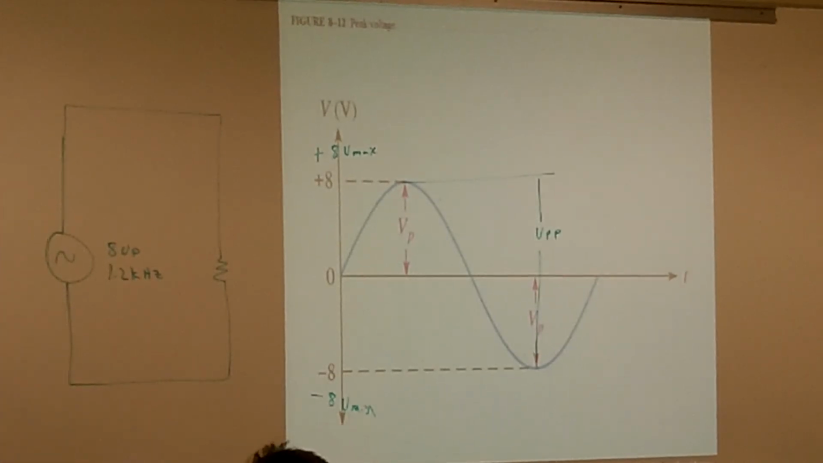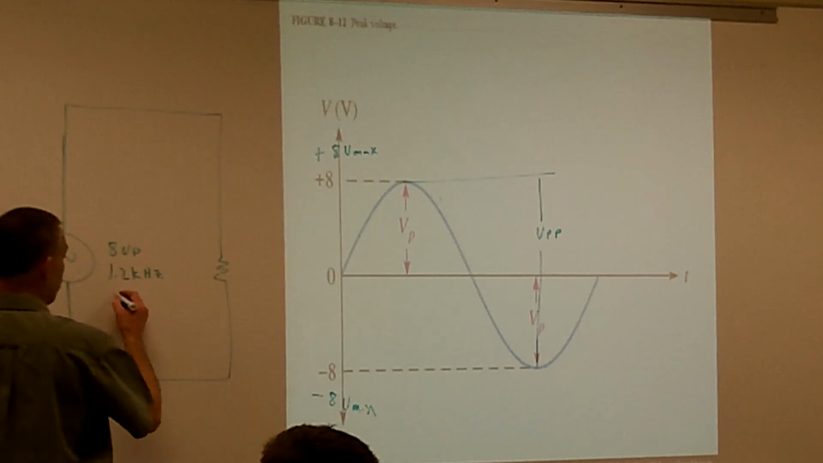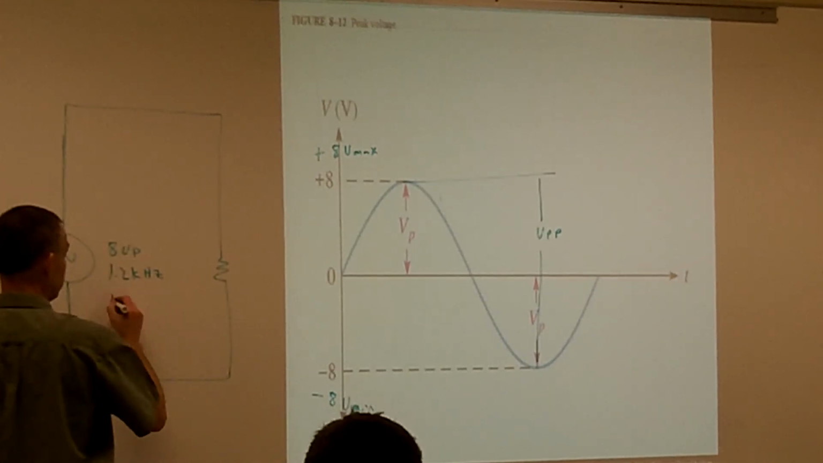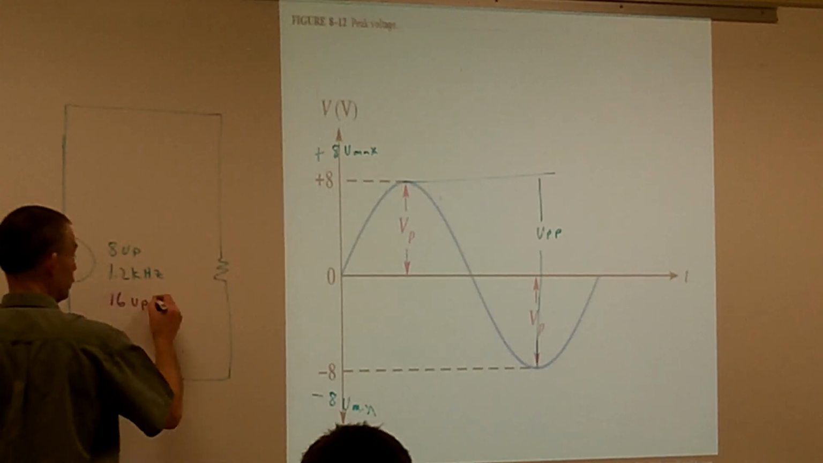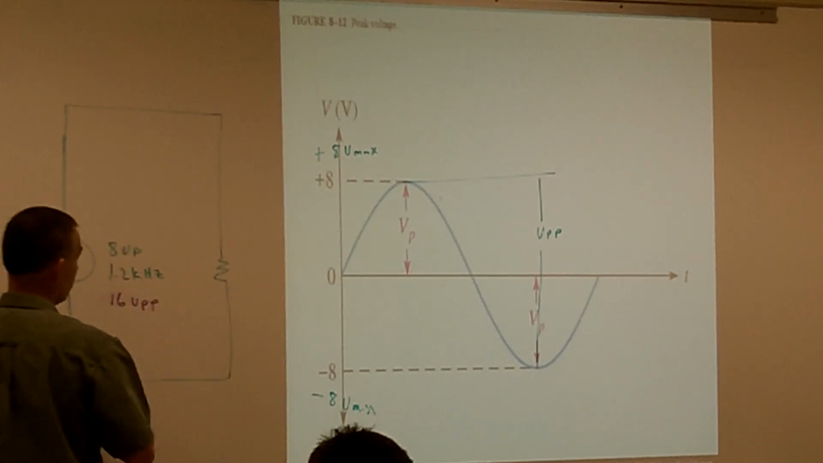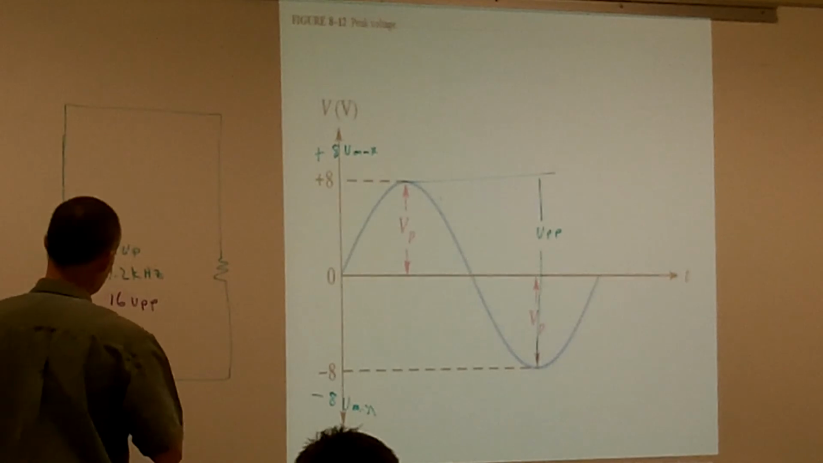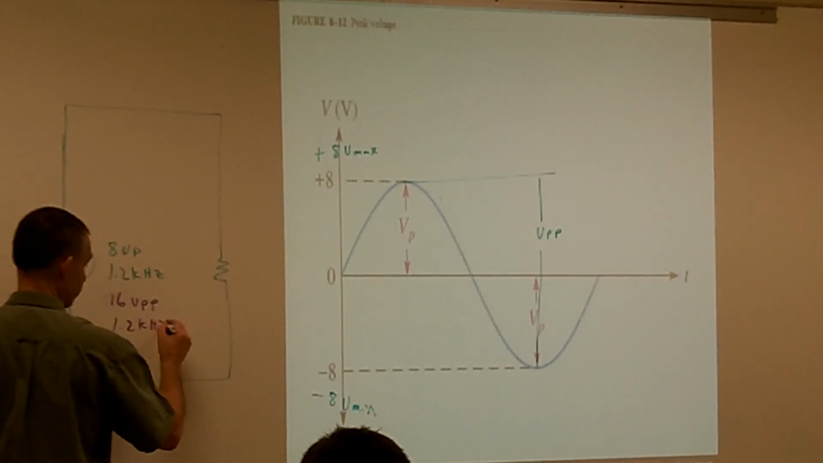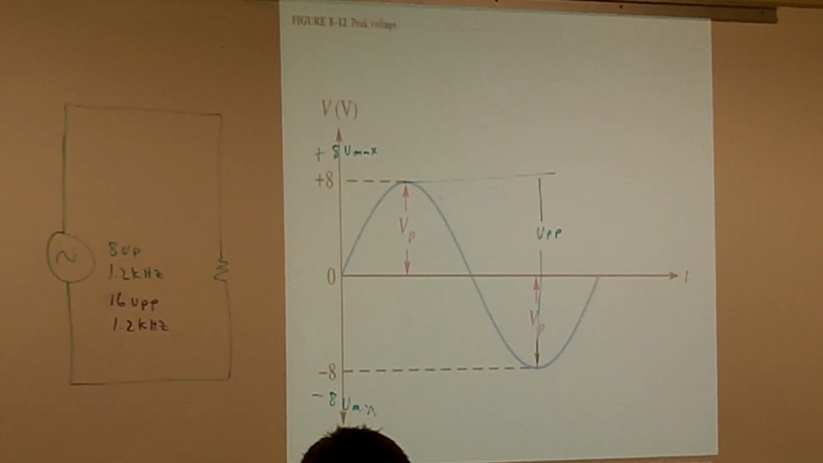Now another engineer might describe it as, I want it at 16 volts peak to peak at 1.2 kilohertz. I would set up the function generator the same way. This and this are both the same. They're both the same amount of values. It's just how we're describing that waveform differently.